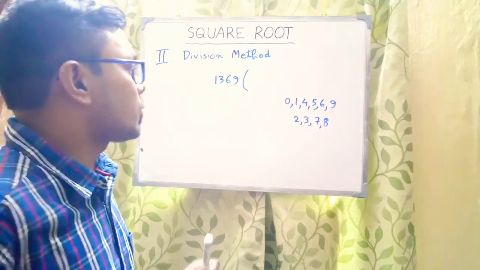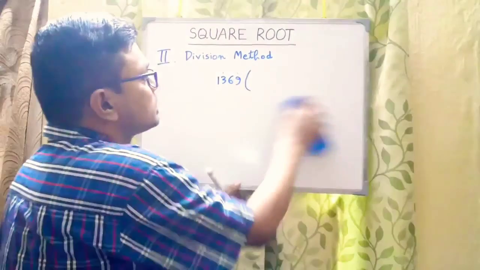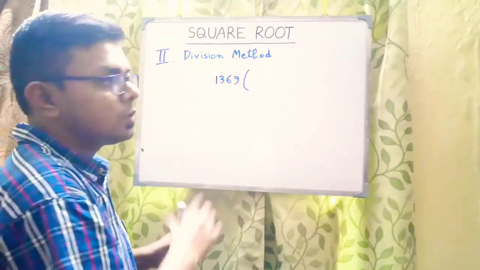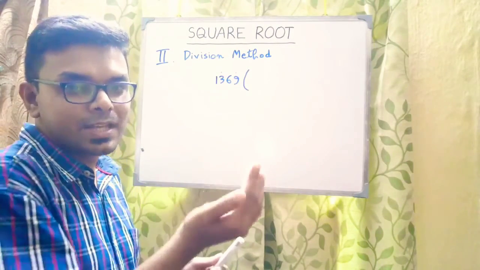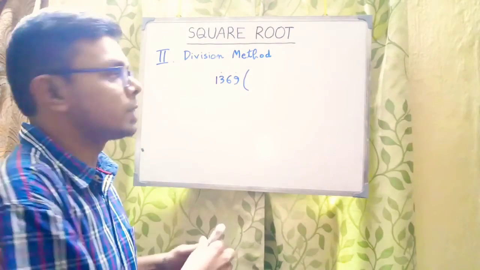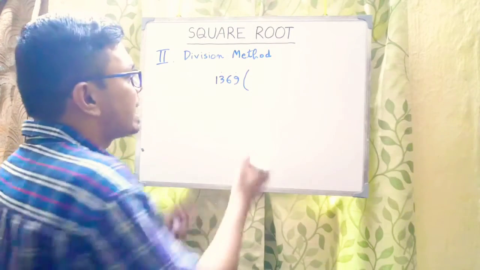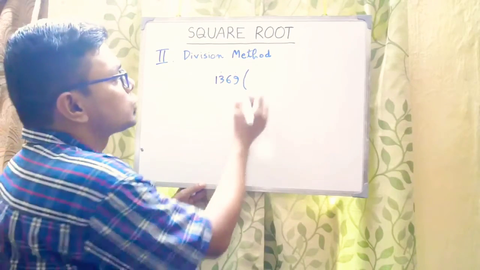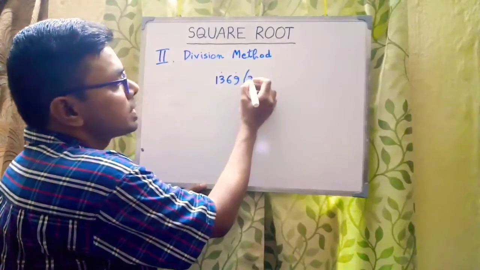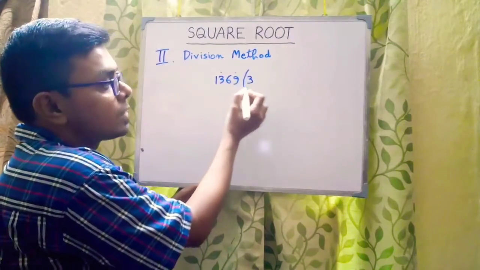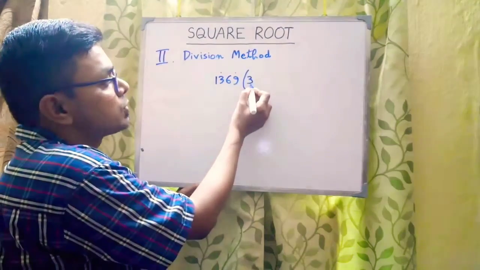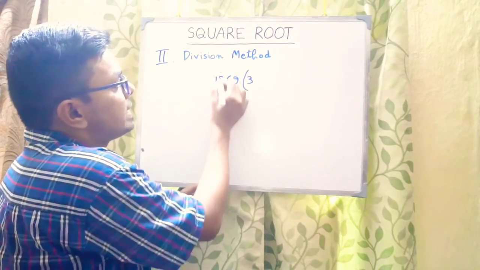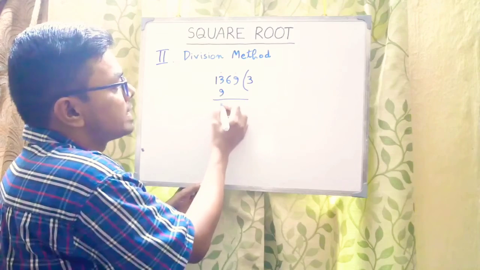Anyway, let's come back to the process. We are first concerned about 13. Let's find a perfect square which is just less than 13, because 13 itself is not a perfect square. That is 9, and we know that 3 squared is 9, so 3 threes are 9. We write 3 over here, the square root of 9. Then we subtract: 13 minus 9 gives 4.